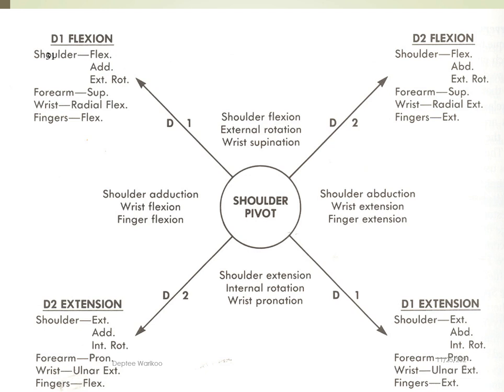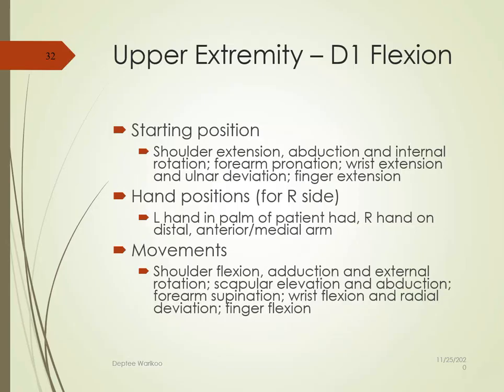Fingers are flexed in flexion of D1 and extension of D2, while fingers are extended and wrist becomes radial extension for D2 flexion and ulnar extension for D1 extension. So these are the basic patterns in which we see shoulder flexion patterns and extension patterns. Now upper extremity, one by one we will see the D1 flexion pattern.